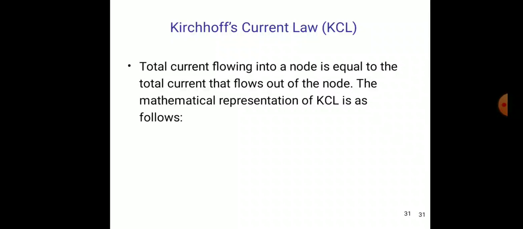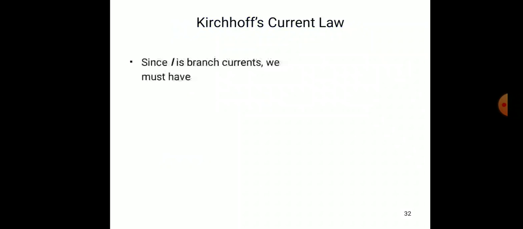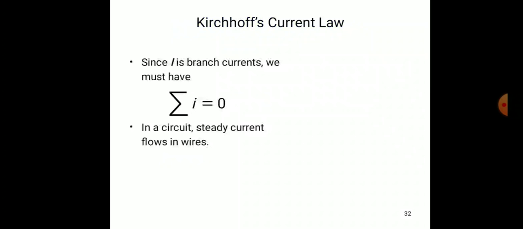The mathematical expression of the KCL is as follows: the sum of the entering currents equals the sum of the leaving currents. So this idea gives the unknown currents. Simply, we can find the currents in the circuit. In the Kirchhoff current law, you can see a single branch, where I is the branch current. We must have the sum of the currents equal to 0.